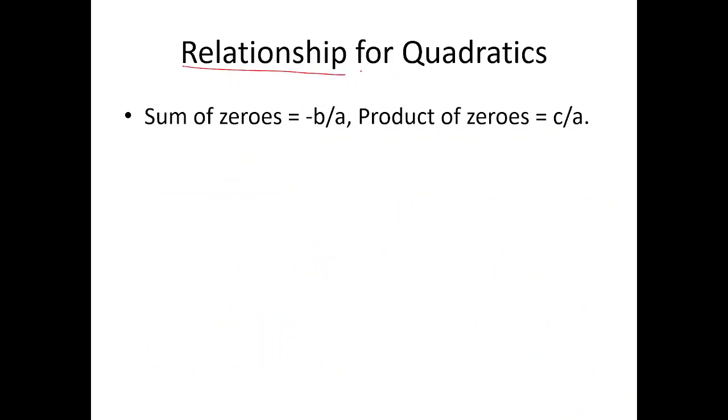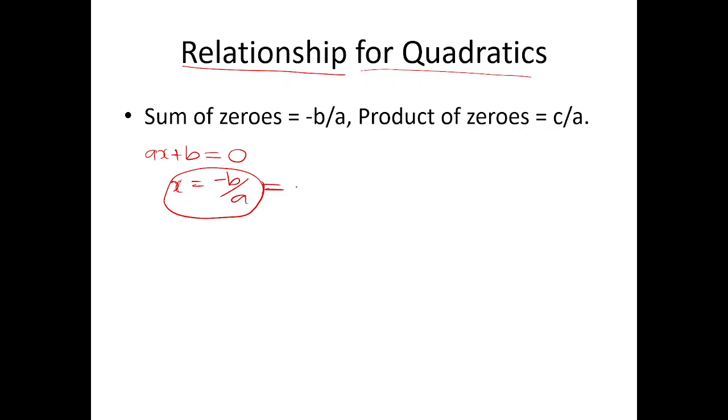Here we need to know about the relationship for quadratics. First we need to know it for a linear polynomial. The general formula for a linear polynomial is ax plus b. If the value of the polynomial becomes 0, it means the value of x should be minus b by a. When x is minus b by a, the value of the linear polynomial becomes 0. This is a relationship between the coefficients and the zeros, we can say.